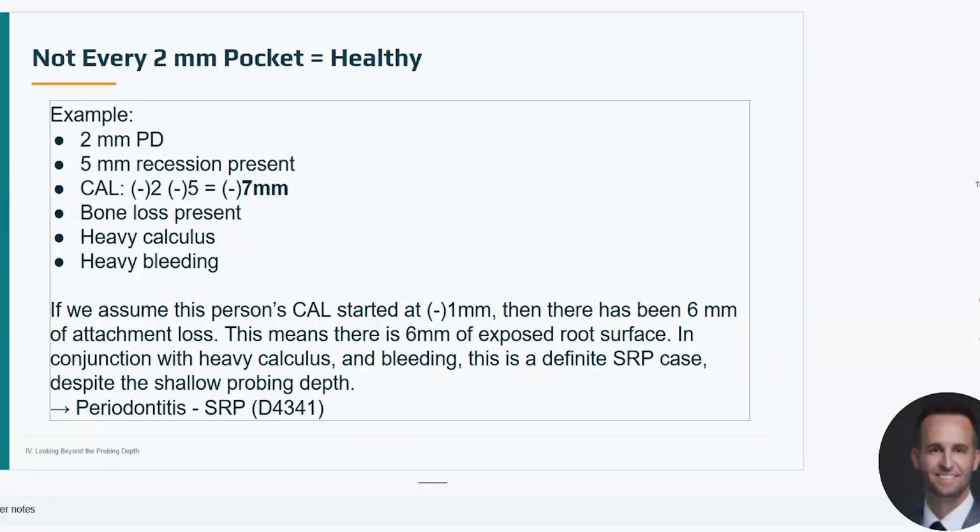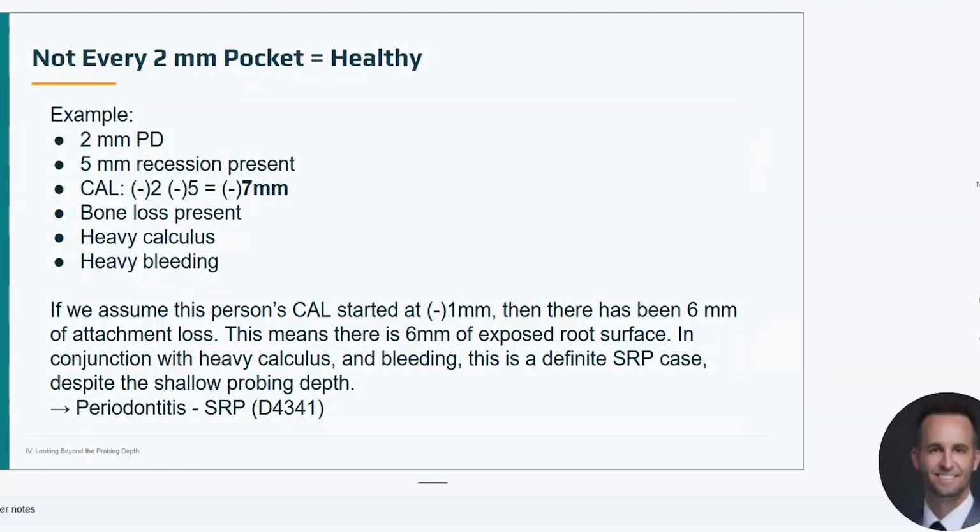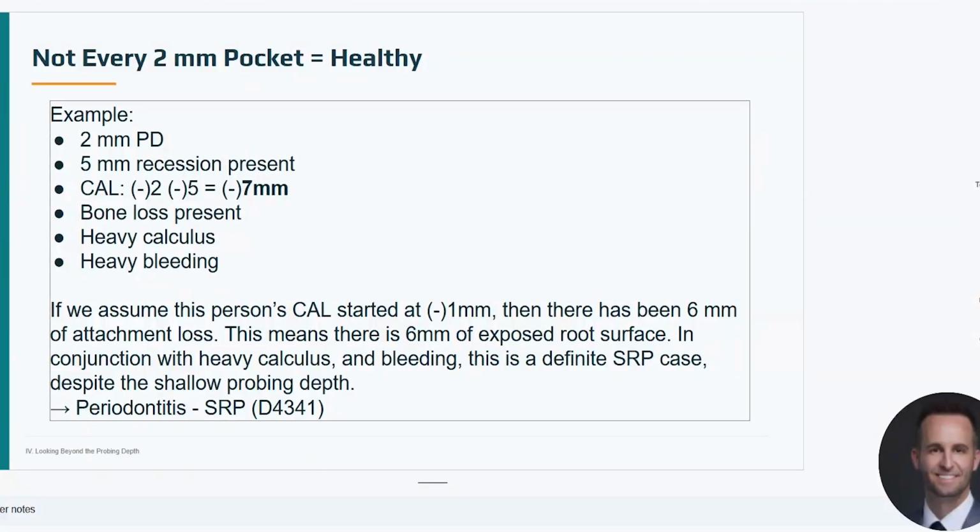Now, on the contrary, not every 2 millimeter pocket is going to be a healthy circumstance. So if we have a 2 millimeter probing depth with 5 millimeters of recession present, let's do our math equation. The clinical attachment level, let's put our invisible negative sign, -2, invisible negative sign, -5, -2 minus 5 equals -7. So in this scenario, we're going to see bone loss present on the x-rays.